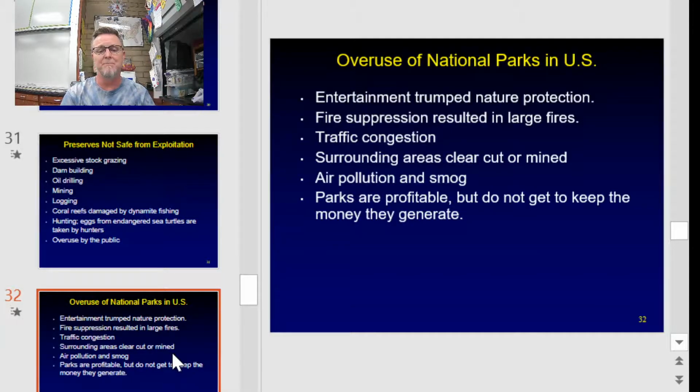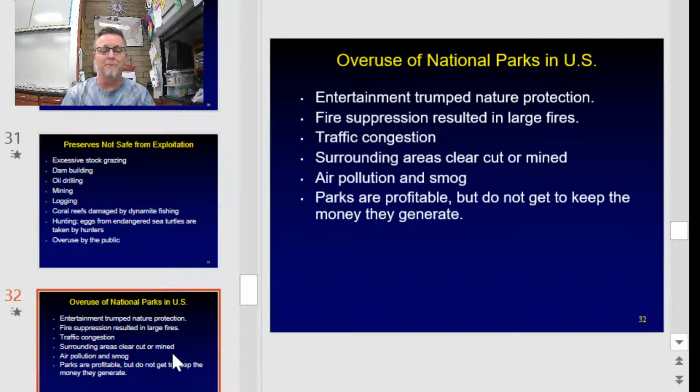Fire suppression's a big deal in national parks. People move into these areas and they're using it for tourism and making money, so we don't want them to burn. Traffic congestion's a big problem. Yosemite National Park, again, is a case in point. Others like Yellowstone literally see millions of visitors a year. Surrounding areas are clear-cut or mined for economic gain. Air pollution and smog, those are problems.